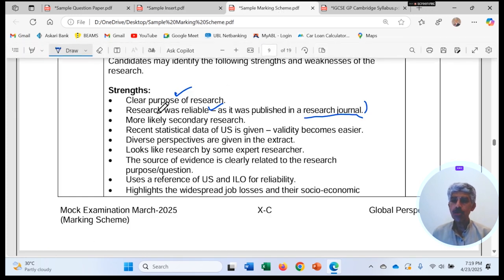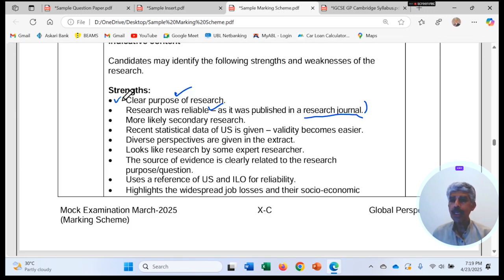Marking scheme, I was telling, so you are supposed to tell whether the research is clear or not, or the research was reliable as it was published in a research journal. Every research journal publishes the research of the researchers unless that is really very much credible. They do not publish anything unreliable. They do not publish anything plagiarized. So more likely it is the secondary research.